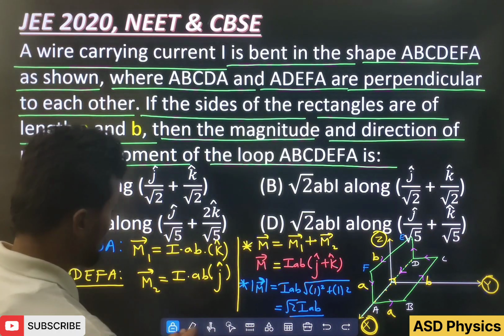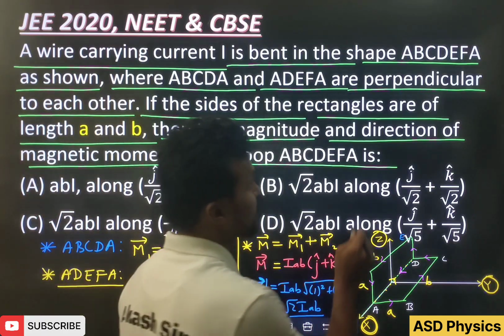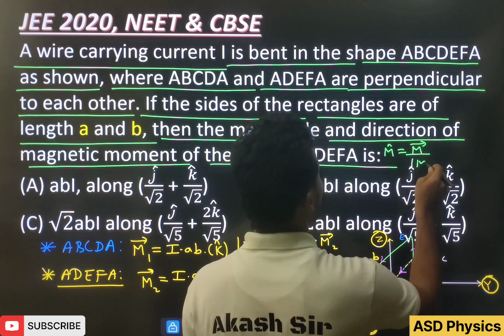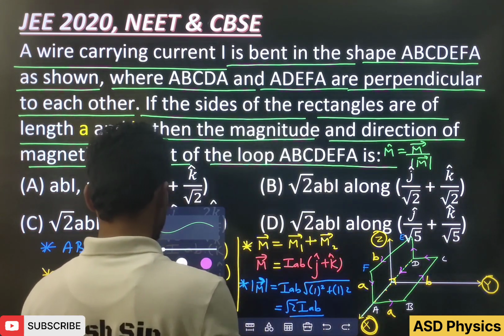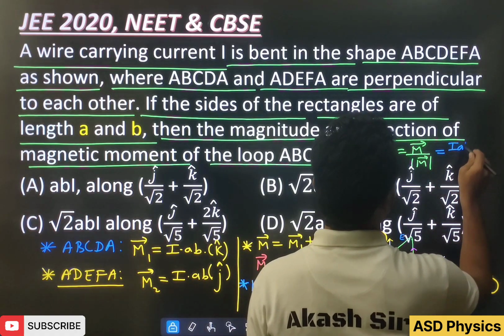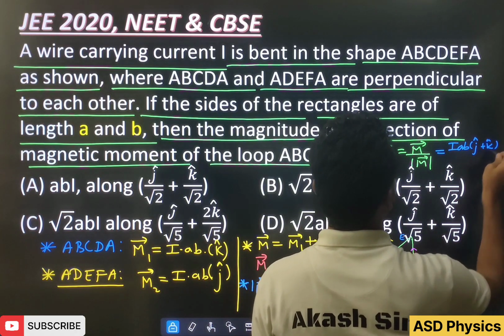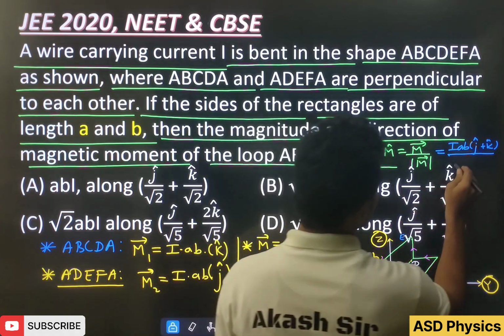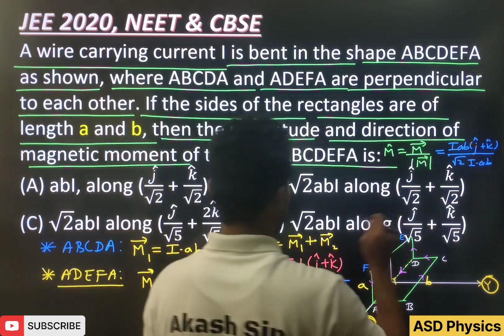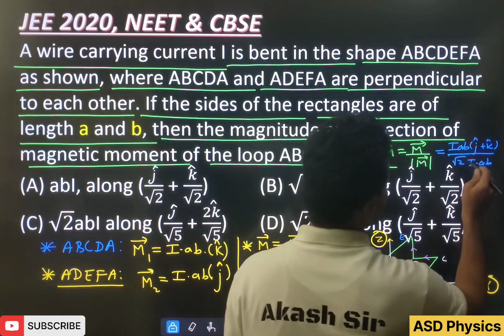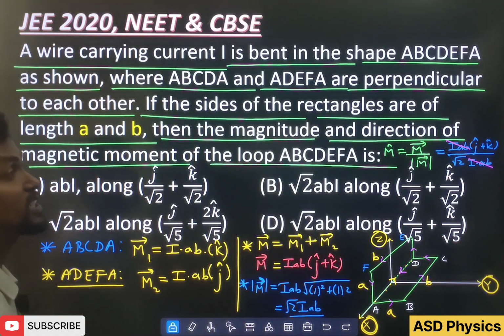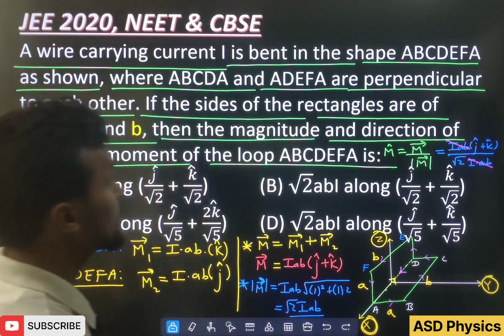Now the direction is important. For the direction, M cap means vector M by mod M. What is the vector M? You know very well: IAB times J cap plus K cap, divided by magnitude M, which is root 2 IAB. So this root 2 IAB and this IAB cancel out. What is left? J cap plus K cap by root 2 is the direction.